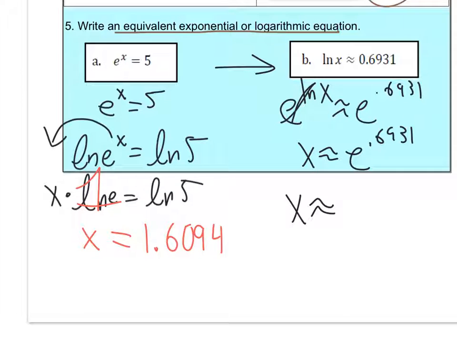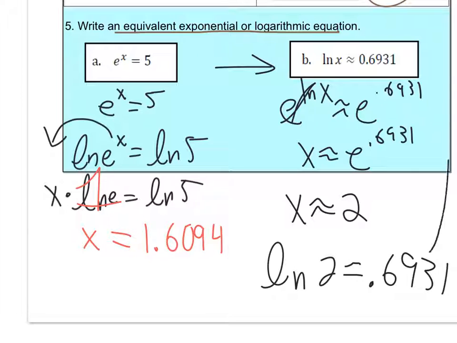So x is going to be equal to approximately 2. All right, I get 1.9999, so I call it 2. And you can even test, what is the natural log of 2? Well, that's going to equal 0.6931, which is pretty close to what you got there.